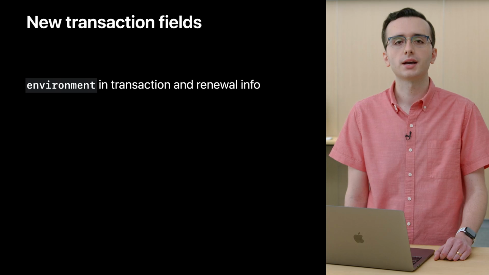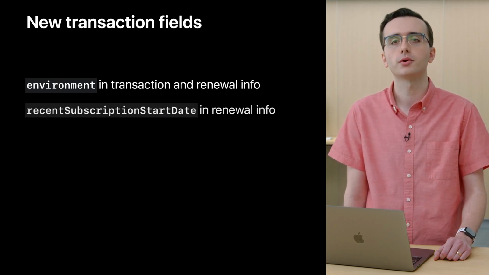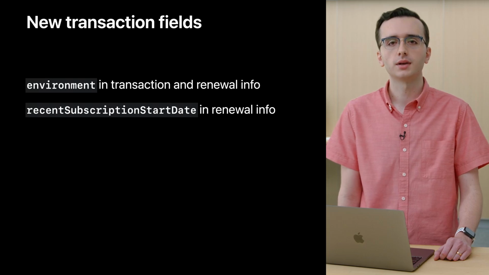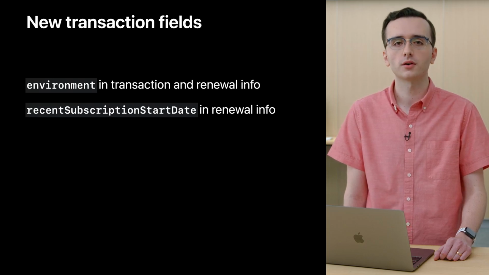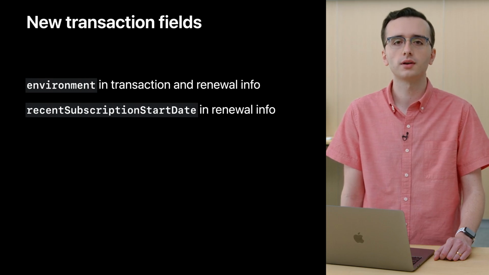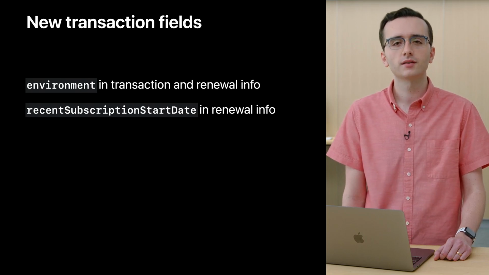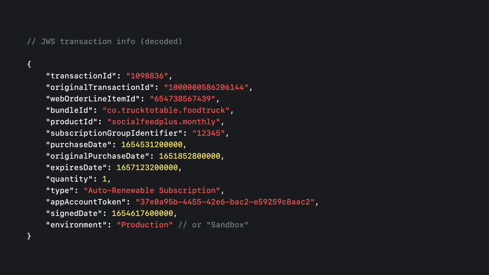Earlier, you heard from Danny about a couple new fields coming to the transaction and renewal info of in-app purchases. These fields, environment and recent subscription start date, are also coming to the transaction and renewal info payloads you receive from the App Store Server API and in v2 App Store Server Notifications. Let's take a fresh look at the data you can expect to receive from the App Store server, with these new fields included. First is the transaction info payload, which we can see here after decoding.